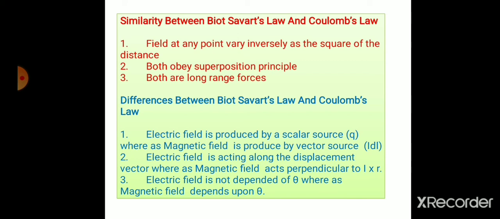Now let us see some differences between these laws. Electric field is produced by a scalar source q, whereas magnetic field is produced by a vector source I dl. Electric field acts along the displacement vector, whereas magnetic field acts perpendicular to dl cross r. Electric field is not dependent on theta, whereas magnetic field depends upon theta.